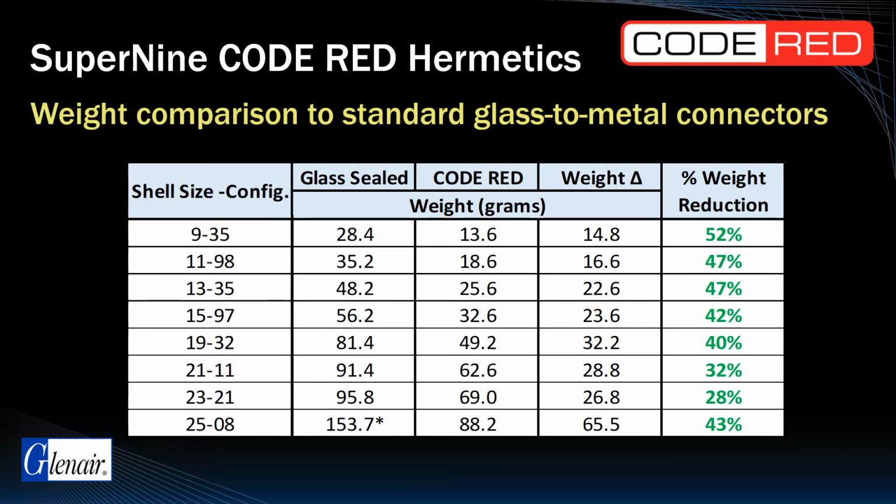The left-hand column in this weight comparison table presents a selection of D38999/23 hermetic configurations from shell size 9 to shell size 25. Weights are presented for both glass-sealed hermetics and CodeRed, with weight savings shown in grams as well as a weight reduction percentage. As you can see, CodeRed weight savings are significant, consistently in the range of 40% compared to conventional glass-to-metal seal connectors.